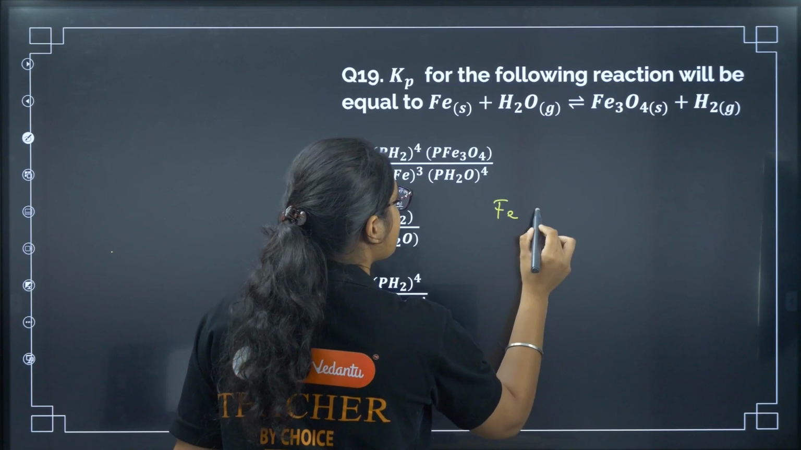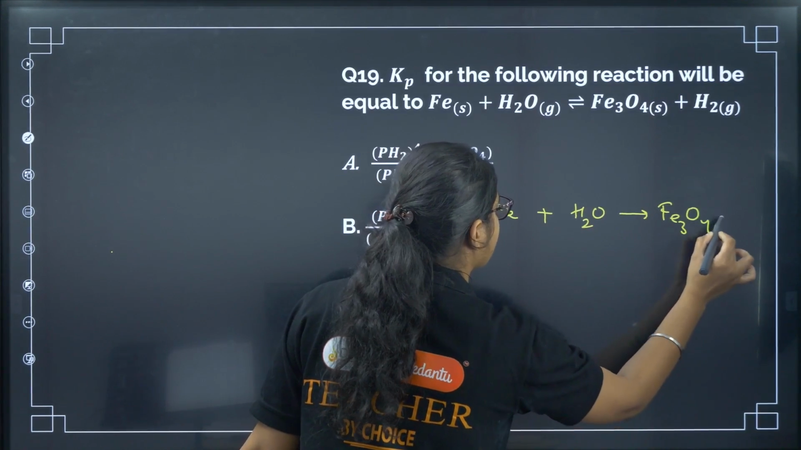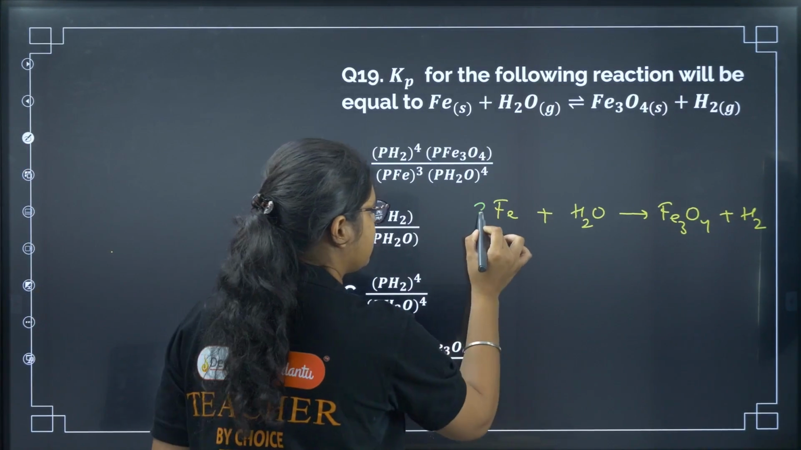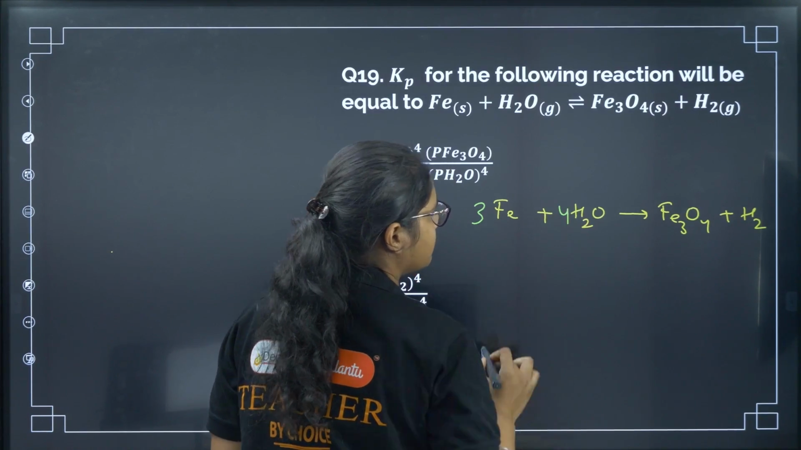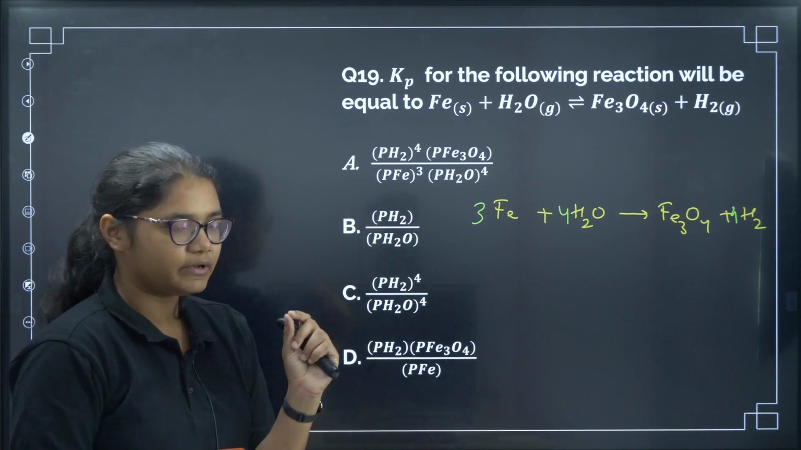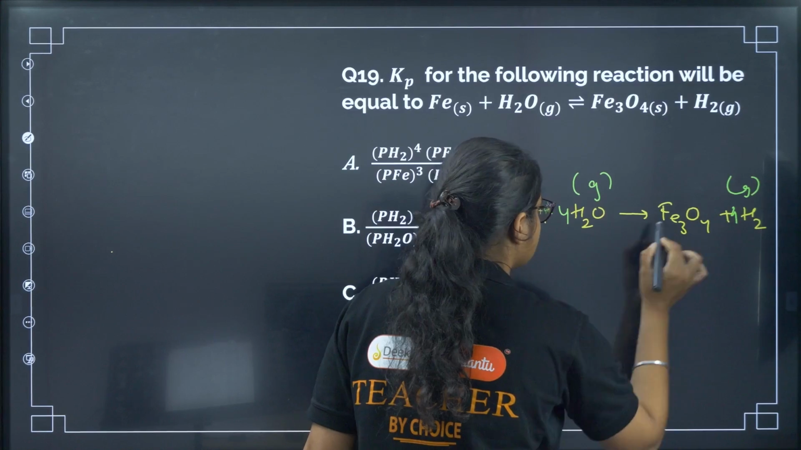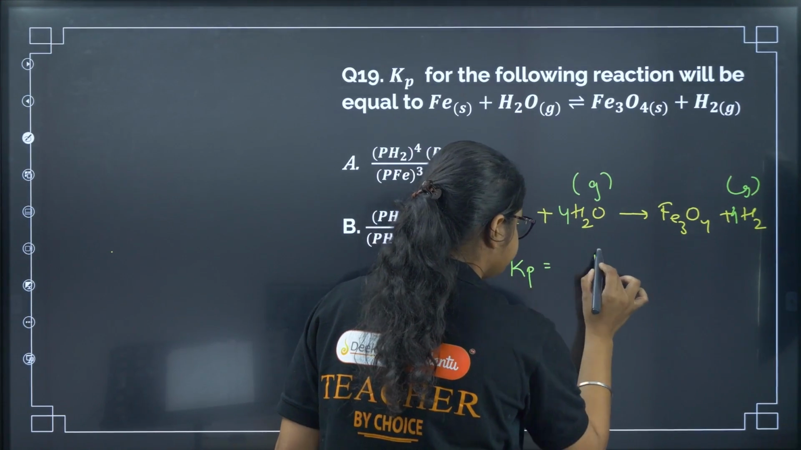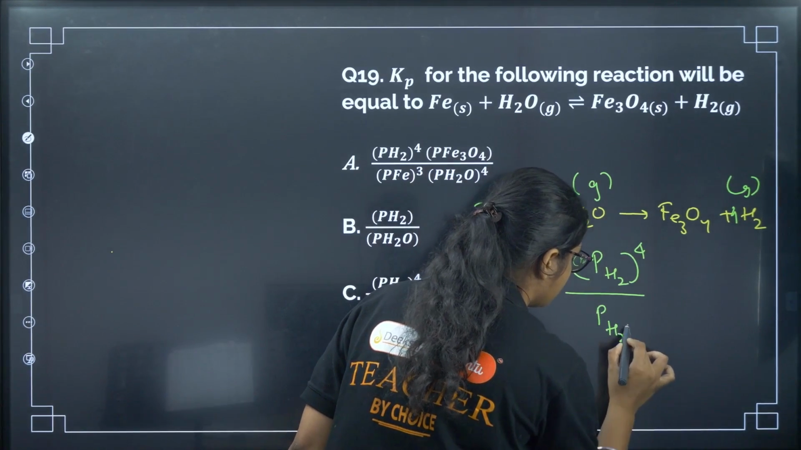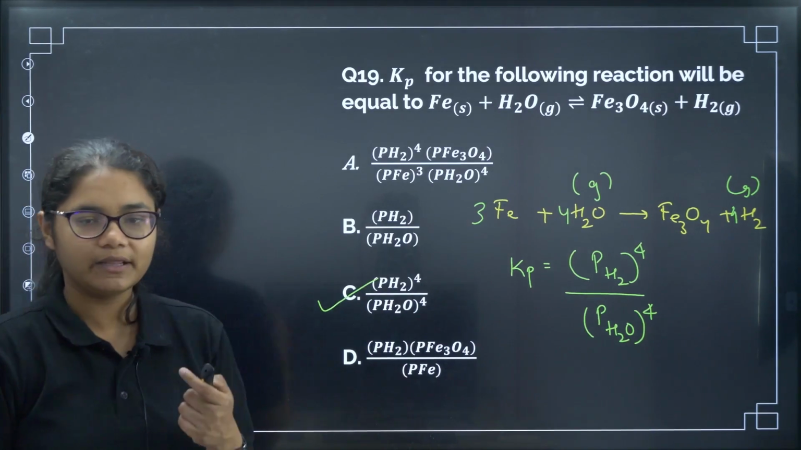So we have Fe plus H2O gives Fe3O4 plus H2. Okay, so now if I want to balance the reaction, you see there is 3 Fe, so I'll add 3 here. And there is 4 O, so I'll add 4 water here, and there again I can add 4 H2 here, right? Now if you see, the Kp values are only considered with the gaseous reactants and products. So here water is gas and H2 is gas. So what will be the Kp value? Pressure of H2 to the power of 4 by pressure of water to the power of 4. So the correct answer for this question will be option number C.